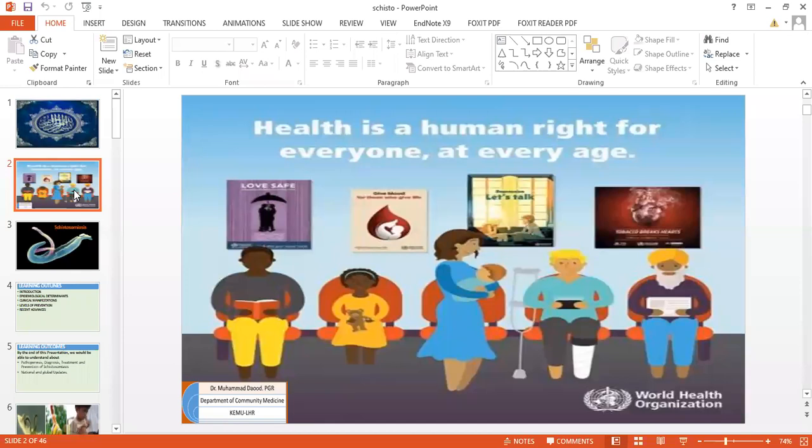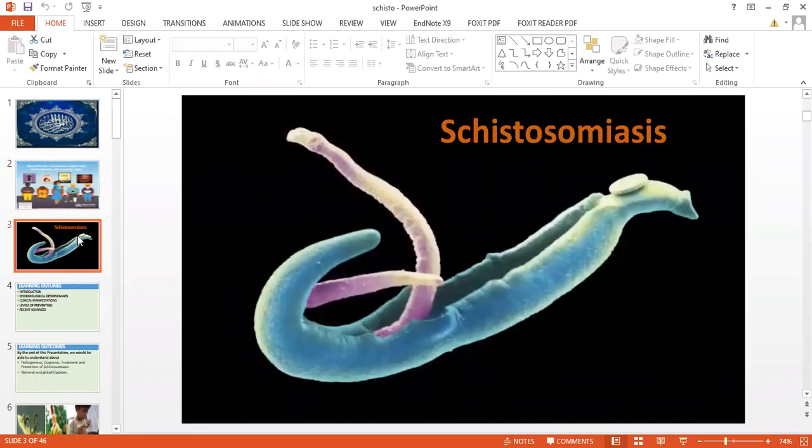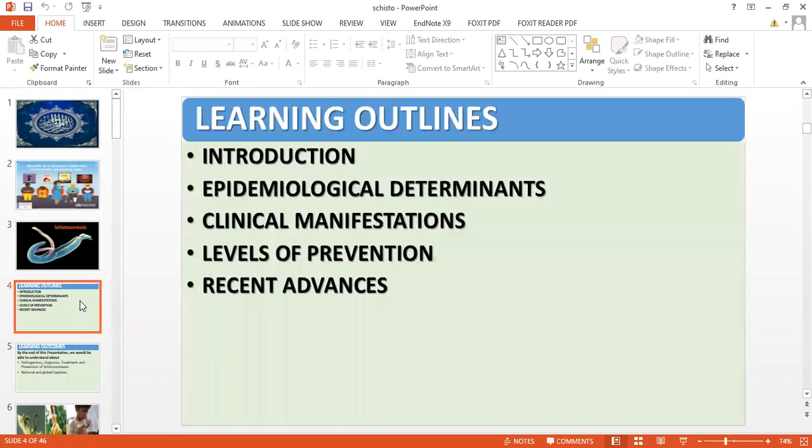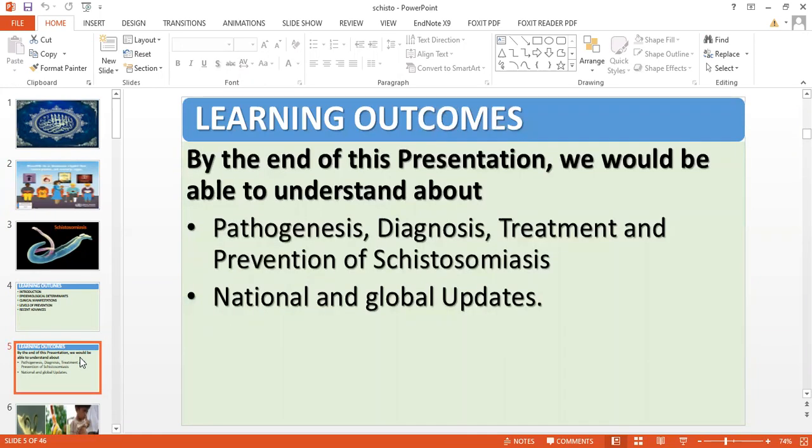The message is health is a human right for everyone at every age. Today my topic of presentation is schistosomiasis. In this presentation, we will cover introduction, epidemiological determinants, clinical manifestations, levels of prevention, and recent advances. By the end of this presentation, we would be able to understand pathogenesis, diagnosis, treatment, and prevention of schistosomiasis and the national and global updates about it.